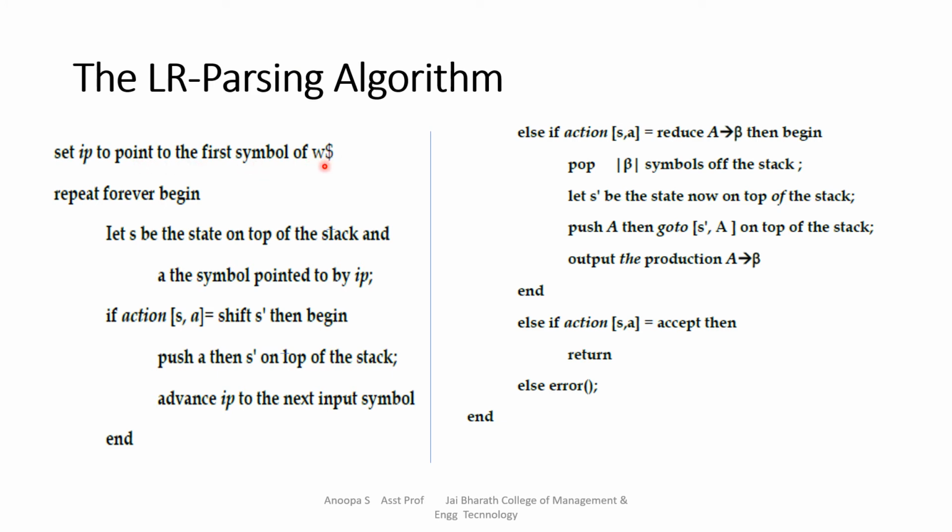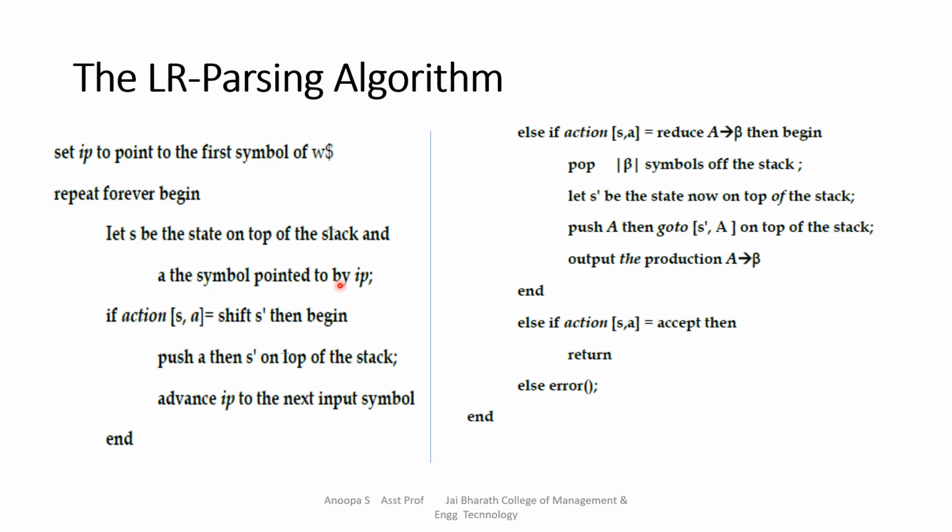Okay, we have the input buffer with $. Set IP to point to the first symbol of $. Then begin. Let S be the state on top of the stack. The top of the stack initially will be state 0. So let S be the state on top of the stack and A be the symbol pointed to by IP.